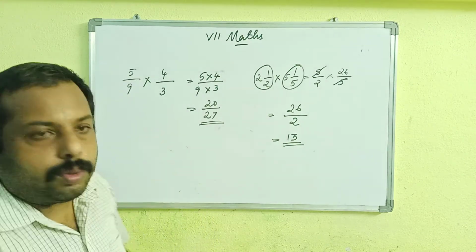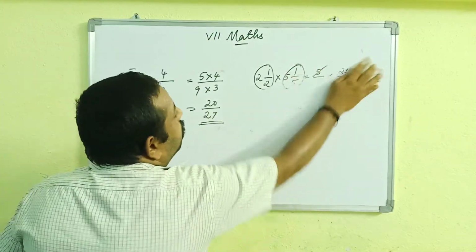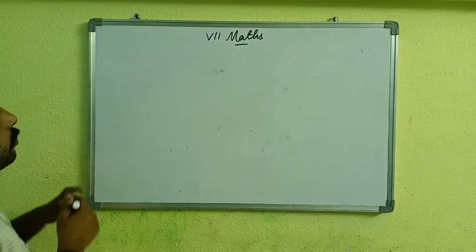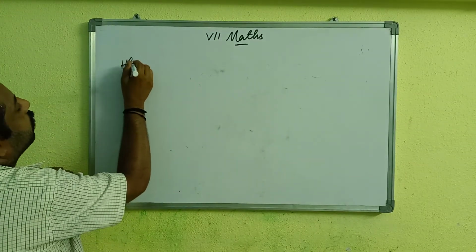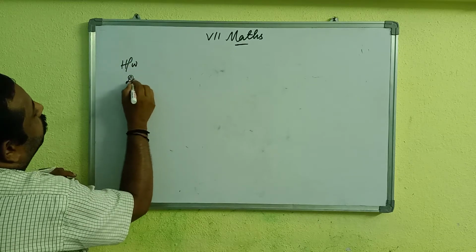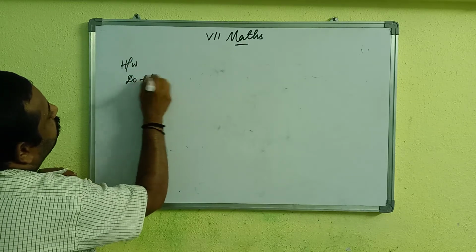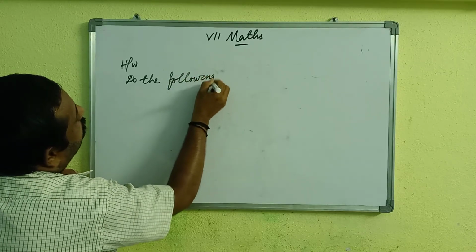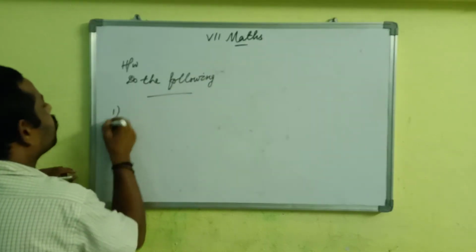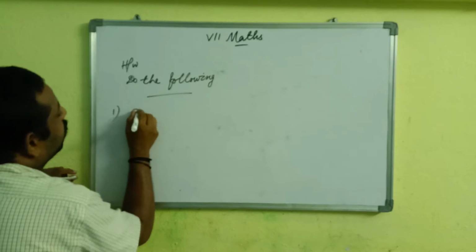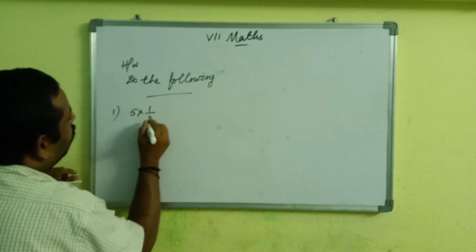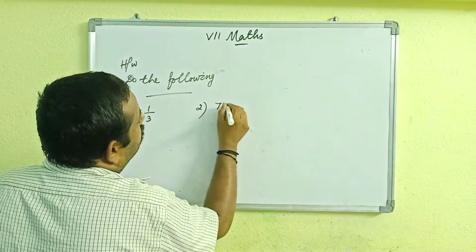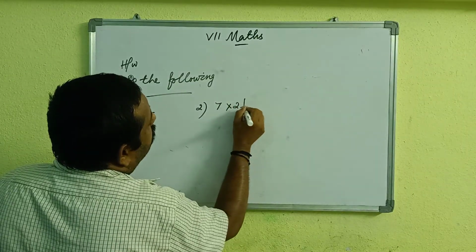Now let us do some homework. I'll give you homework problems. You can note them down. Homework: do the following. First question, 5 multiplied by 1 by 3. Second question, 7 multiplied by 2 1 by 4.